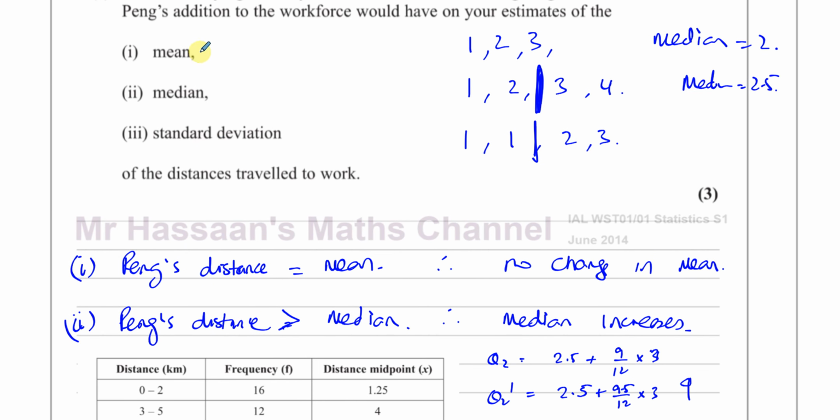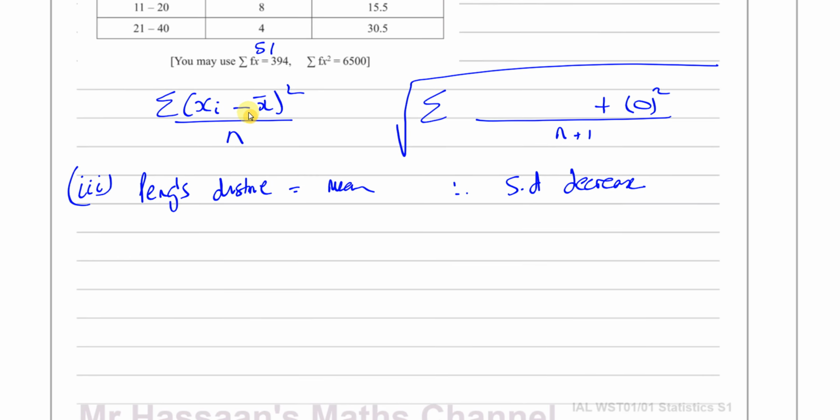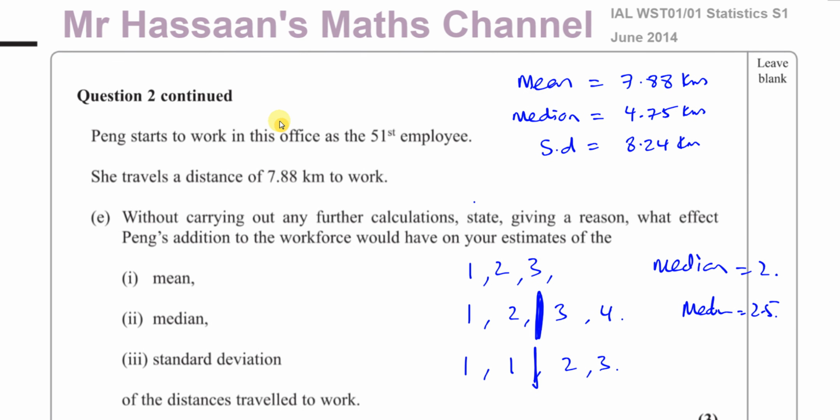So the mean is going to have no change, the median is going to increase, and the standard deviation is going to decrease. There's the answer to question number 2, part E, and that completes this question.